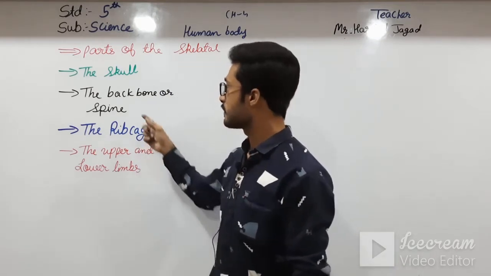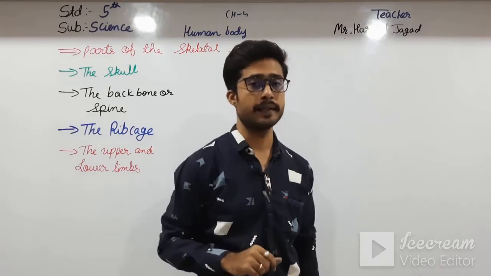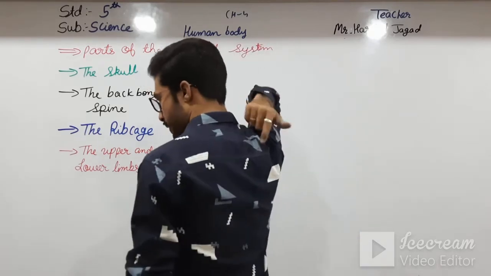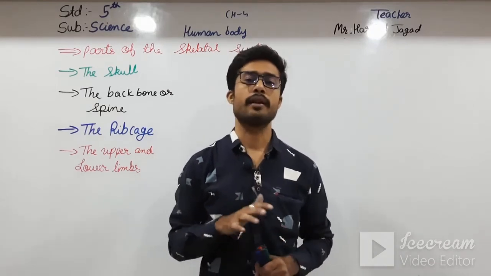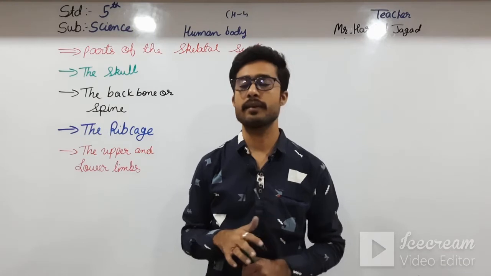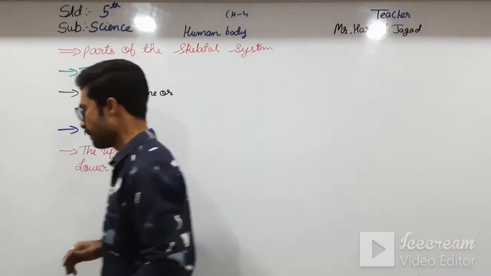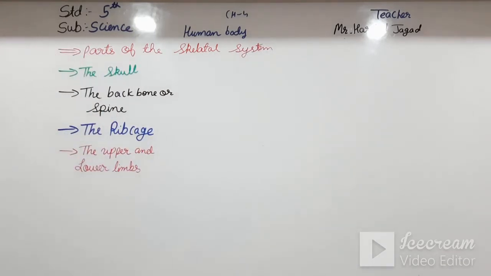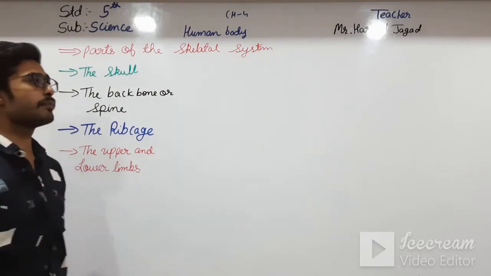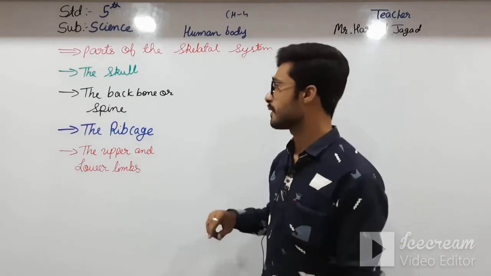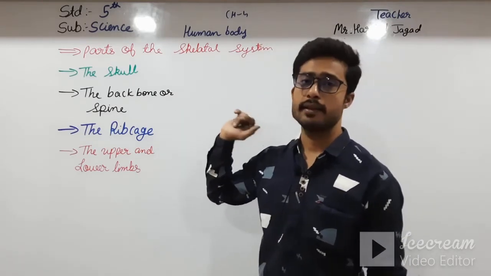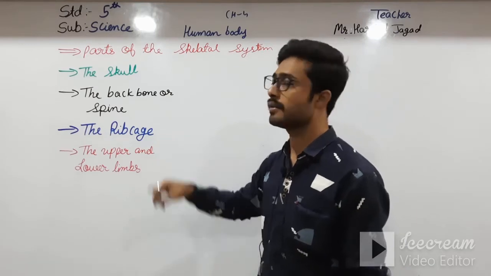And then was the backbone or spine. Here you can see the backbone. Okay students, how many vertebrae are there? Can anybody tell me, students? There are 33 bones in the spinal cord. In it there is a nerve system in between, and then comes the rib cage.